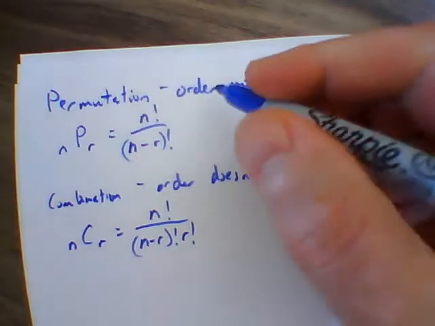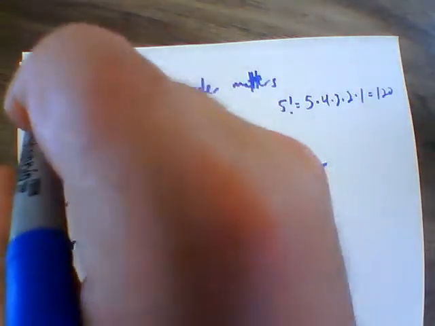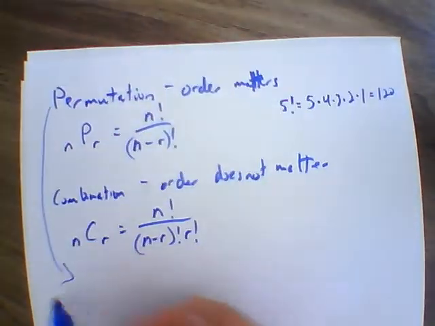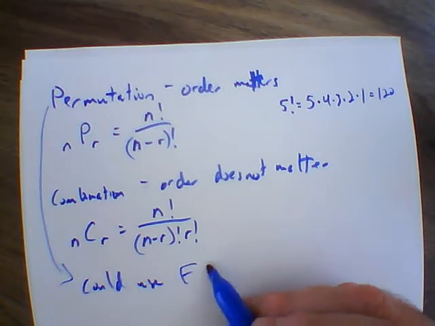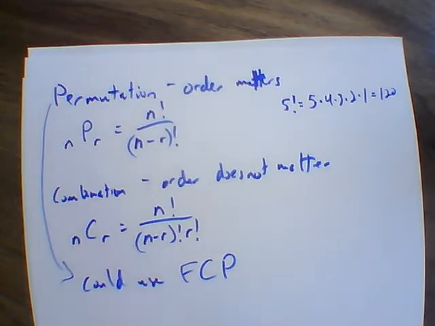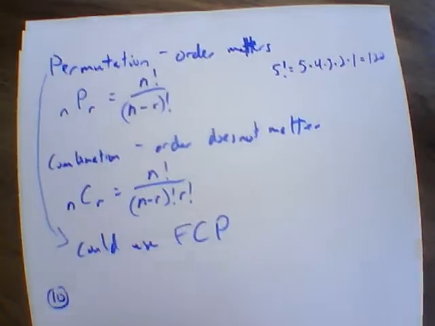There also are times that a permutation could use the fundamental counting principle. I'm just going to abbreviate it like that. So the fundamental counting principle sometimes can be used in a permutation. Sometimes we can use that permutation. You'll see how it kind of goes back and forth. So let's look at number 10.